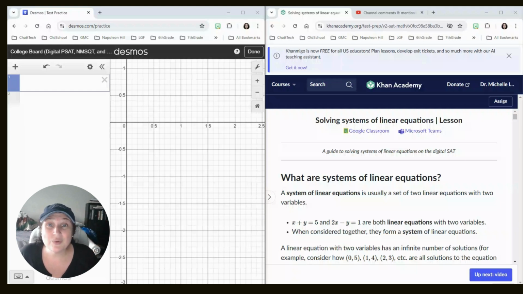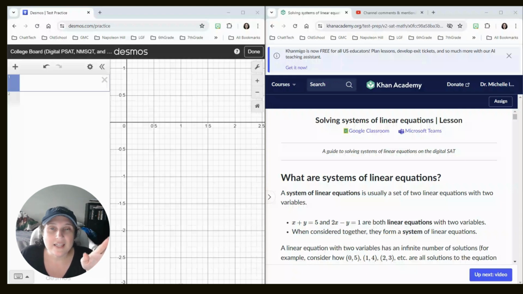So we are doing Unit 10, Lesson 5. So this is the advanced questions. Once we dig a little bit deeper, these will get you in like the 680s and higher. What are the systems, solving systems of linear equations? So I'm just going right through Khan.